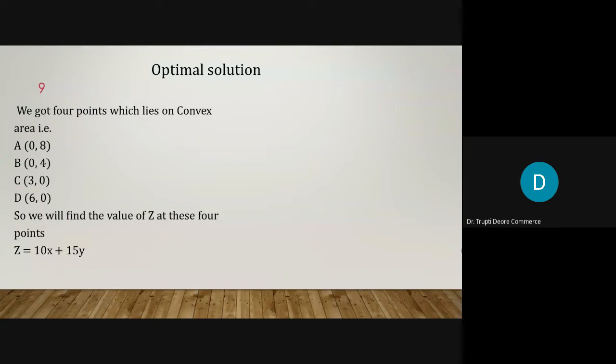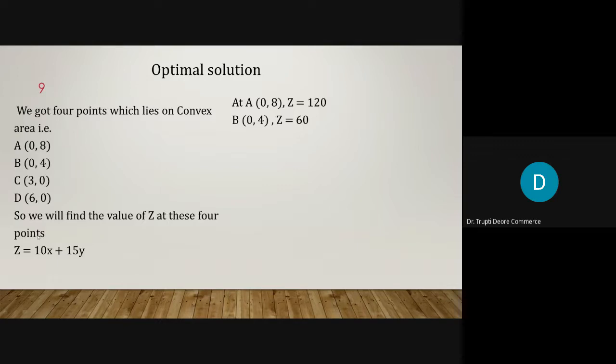What is Z? Z is equal to 10x plus 15y. What is the objective of this? You have to maximize the Z. So first one at 0,8, it means x is 0 and y is 8. So what it becomes? 0 multiplied by x is equal to 0 plus 15 multiplied by 8, we get Z value as 120. At the point of 0,4, Z will be 60.